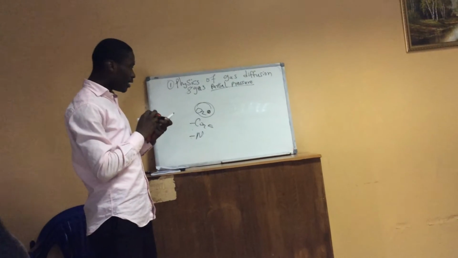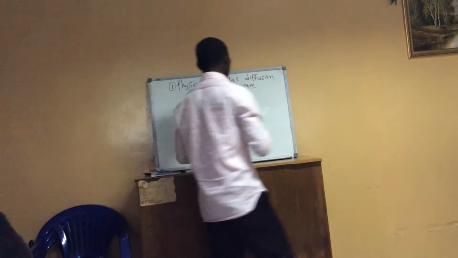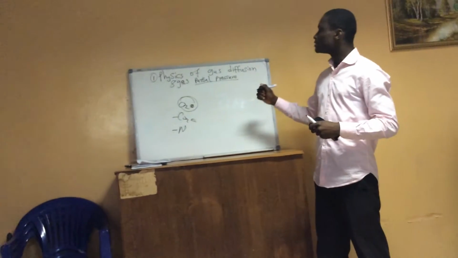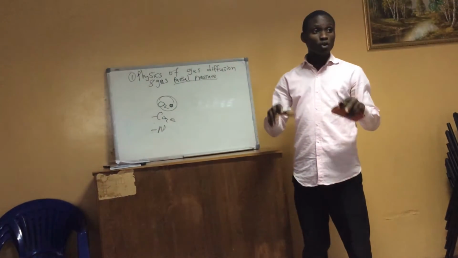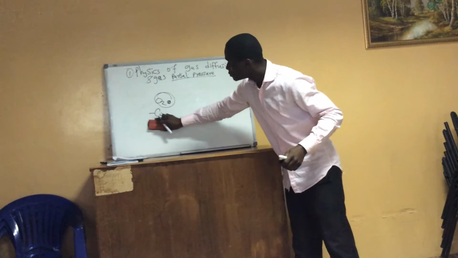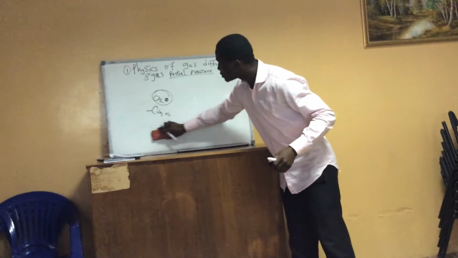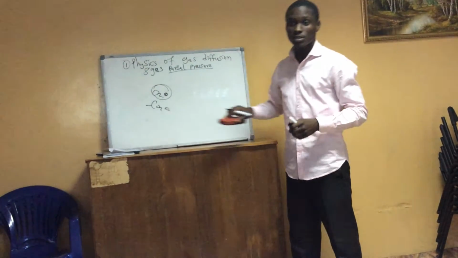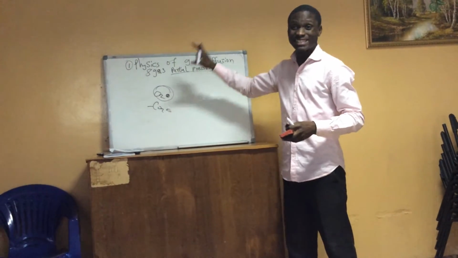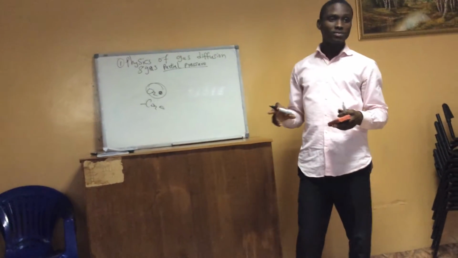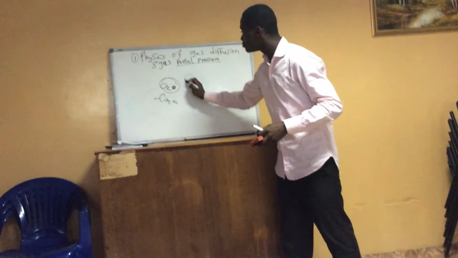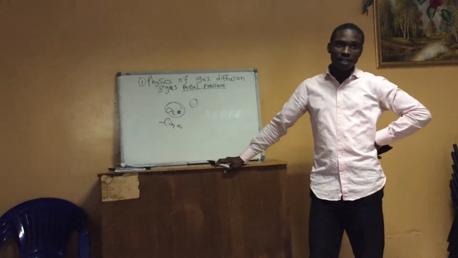Very good. Now, physics of gas diffusion and gas partial pressure. What are the gases that we're going to focus on basically today? Gases of importance to us are oxygen and CO2. We are going to talk about the partial pressure in different parts of the respiratory system. Now, what's the partial pressure of oxygen in the alveoli?